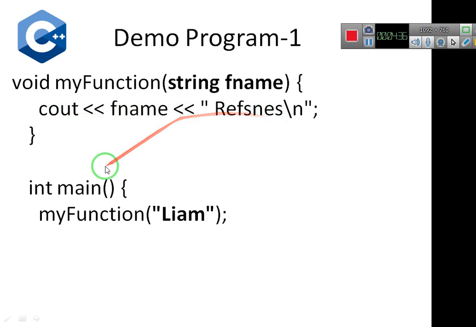And here is the reference. So, the main function. Here we first define the function, or create the function, as I told you in the previous lecture how to create a function, and then we declare the main function, and then we will call that function. So myFunction("Liam"), so here fname will be what? Liam, and then that will be the reference.